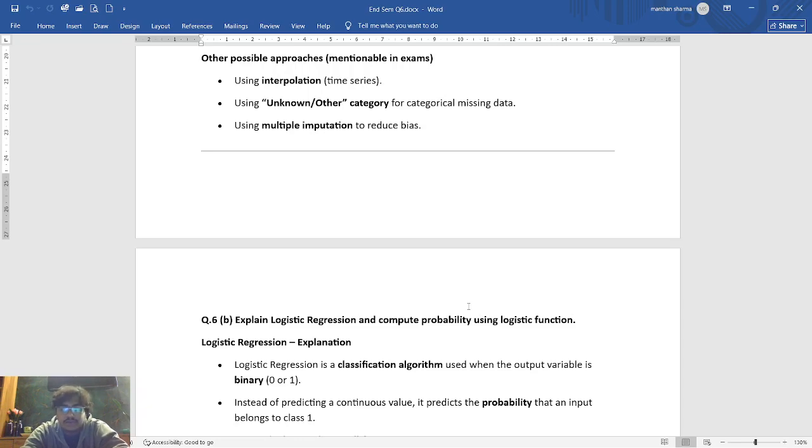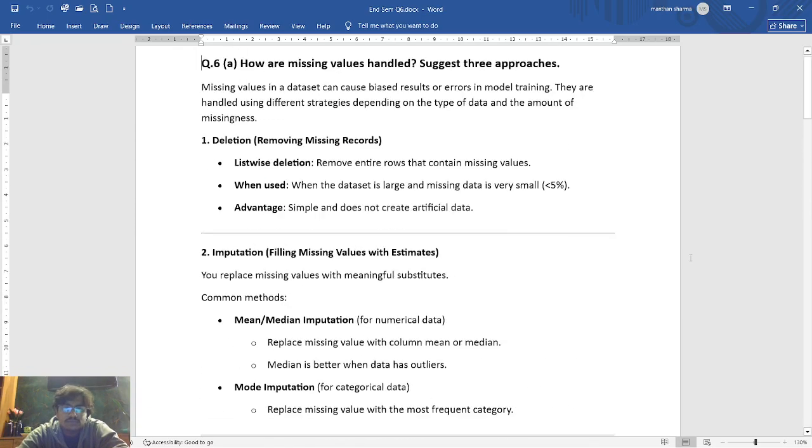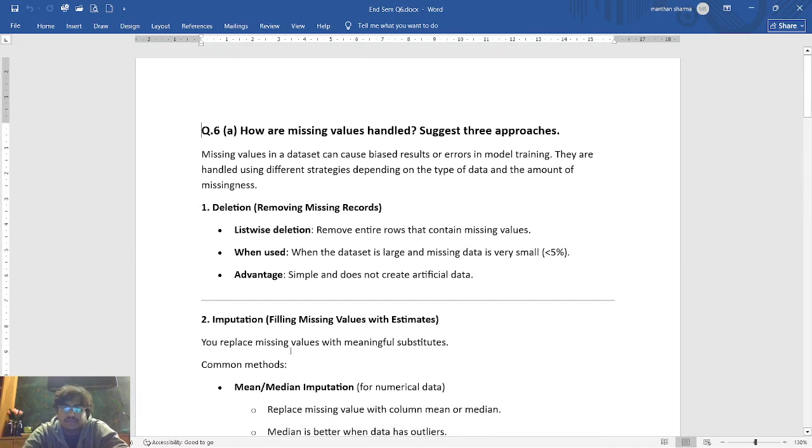So these are excellent points to score more, along with understanding the dataset and finding the missing values.